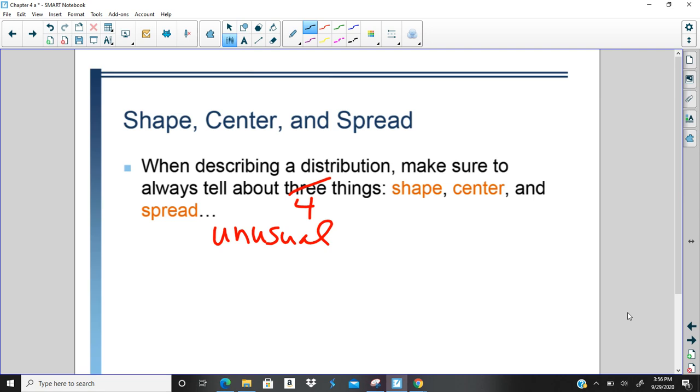When we're describing distributions, and it'll say, describe the distribution, you want to make sure to always tell us 4 things. I crossed it off and I wrote 4. We want to talk about the shape. We want to talk about the center. We want to talk about the spread. And we want to talk about anything unusual. So let me talk to you about what I would say about this next graph so you have an idea about what we're going to talk about tomorrow.